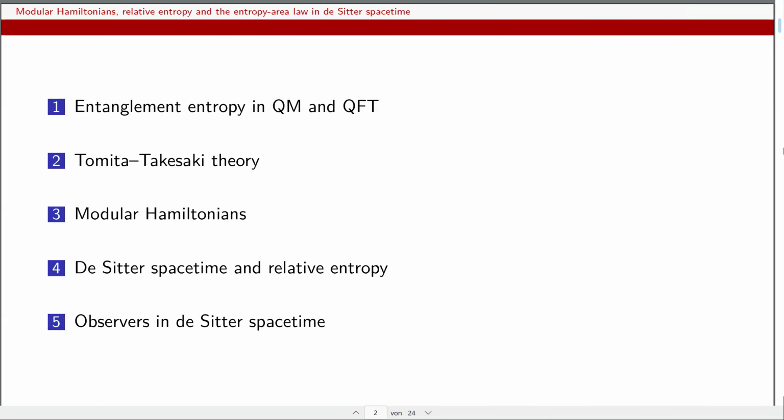So I'll talk about various things. First, a very quick overview about entanglement entropy in quantum mechanics and quantum field theory, and what are the main differences. And then I will talk about the framework that I use, which is Tomita-Takesaki theory. Just a very quick overview. One of the main objects there is the so-called modular Hamiltonian. So I will present some examples and some recent ones that my collaborators and I computed. And then finally, I'll talk about de Sitter spacetime, apply the theory to compute relative entropy, and also think about what observers actually might see.